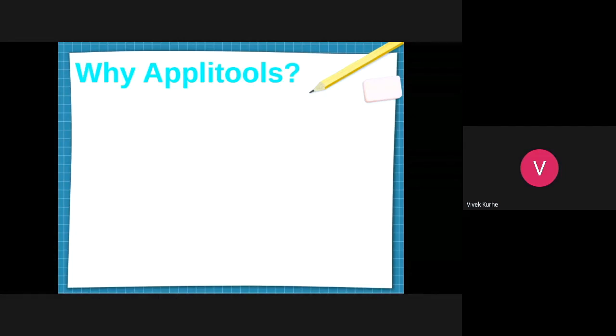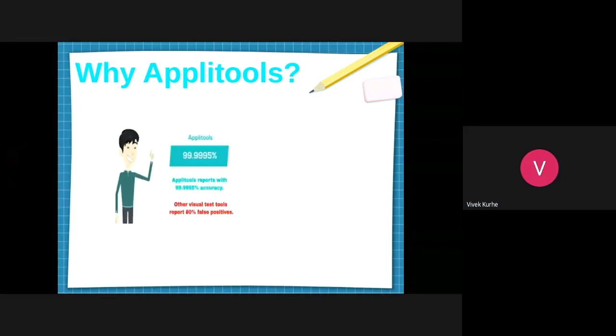But again, the question arises, why Applitools? What makes it stand out from the rest of the tools when there are a lot of visual testing tools available in the market? And the answer lies in its accuracy. According to reports, Applitools reports bugs with 99.9995% accuracy in comparison to other visual testing tools.